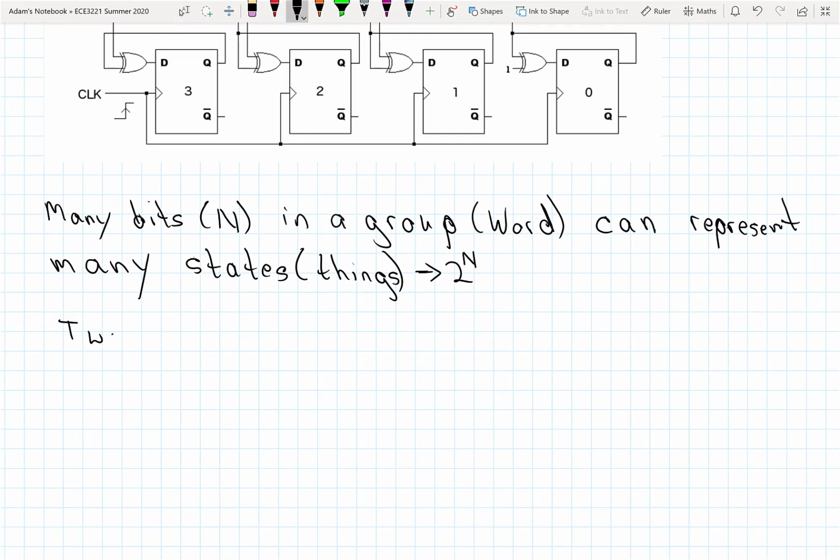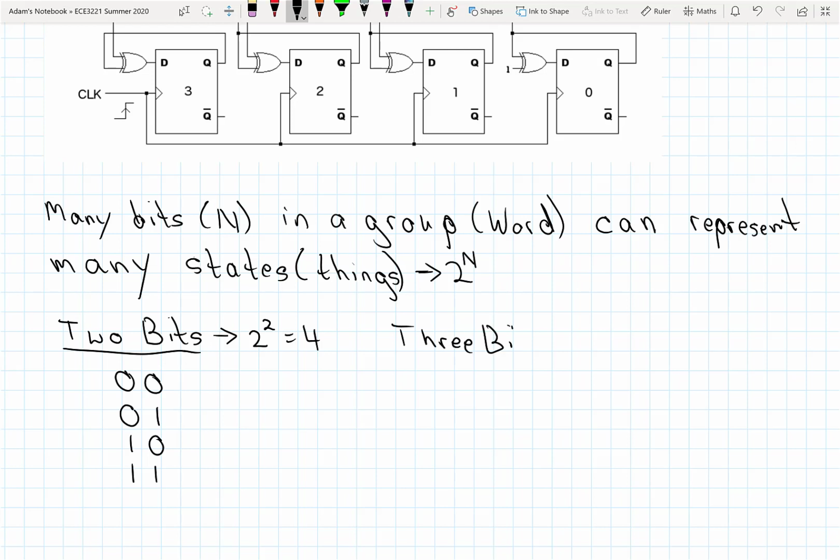Again, maybe review for most of you, but it's worth remembering. So with 2 bits, 2 to the 2 says we should be able to represent 4 things. And yeah, we can represent 0 0, 0 1, 1 0, 1 1. So we can represent 4 different values with 2 bits.